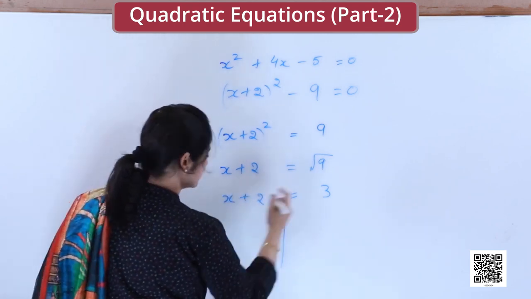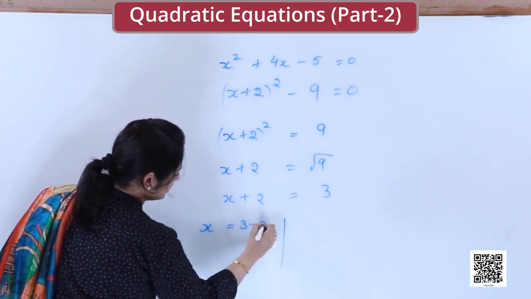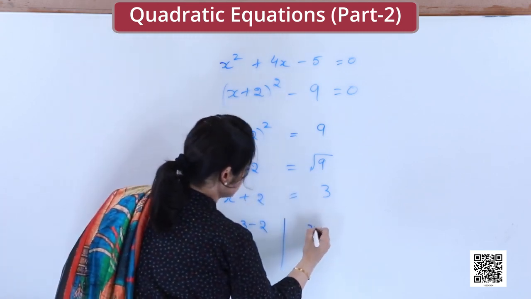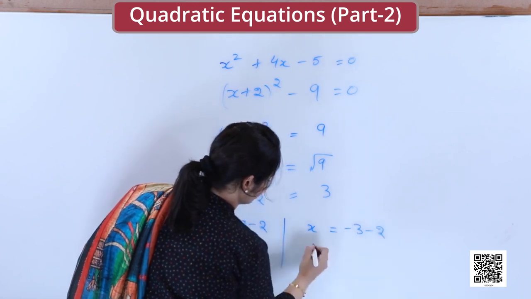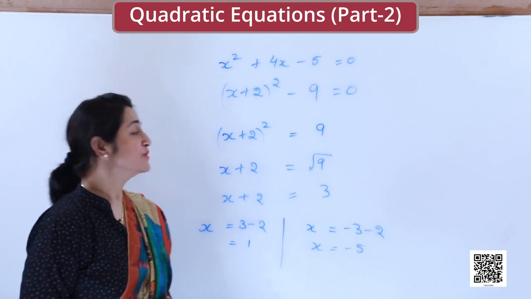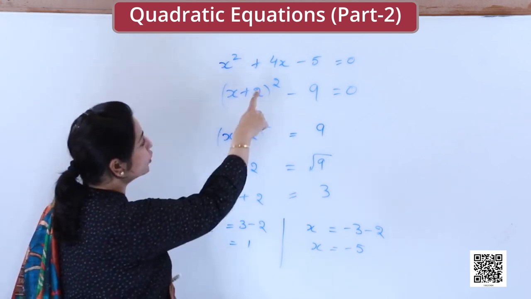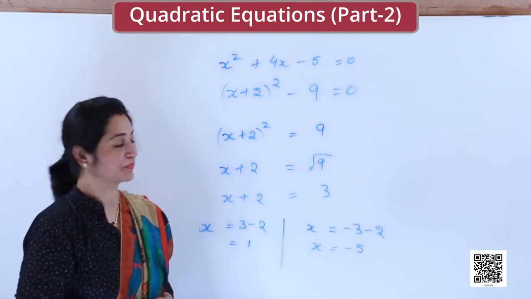Now suppose the answer is 3. So in that case the value of x will be 3 minus 2, that is 1. And if the answer is minus 3 here, in that case the value of x will be minus 3 minus 2, that is x will be equal to minus 5. So did you see how easy it was to solve this one? This is because it had a whole square. Now taking the whole square to that side, we can easily get the solution.